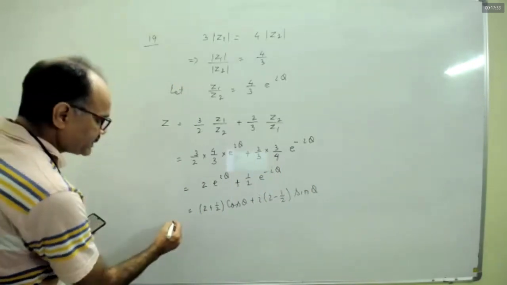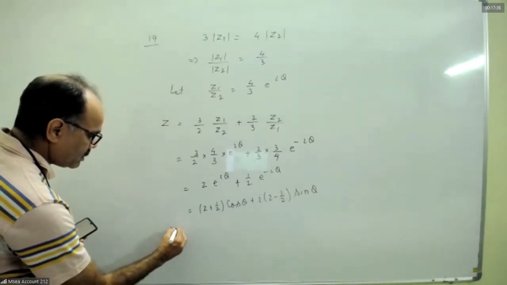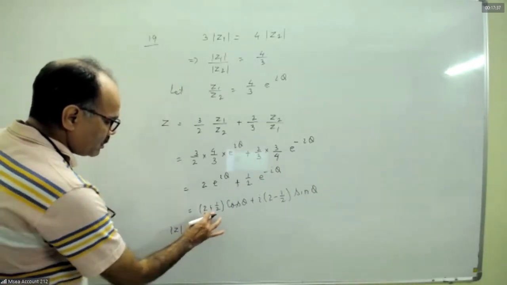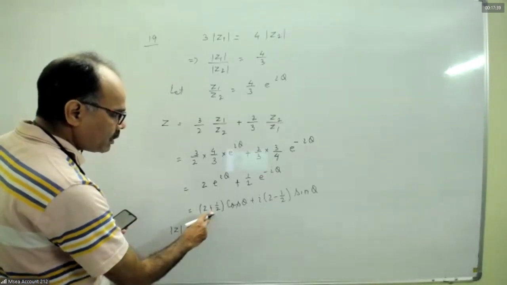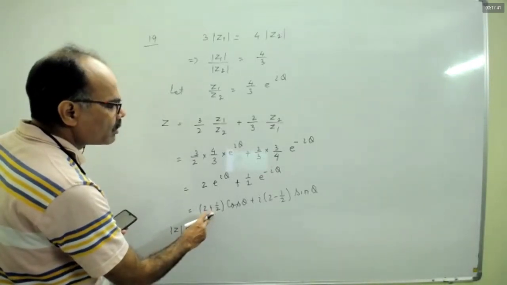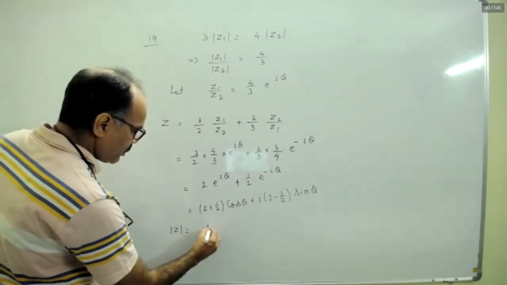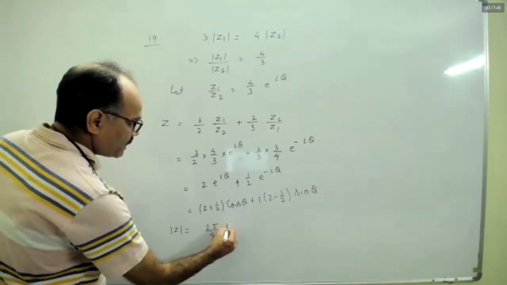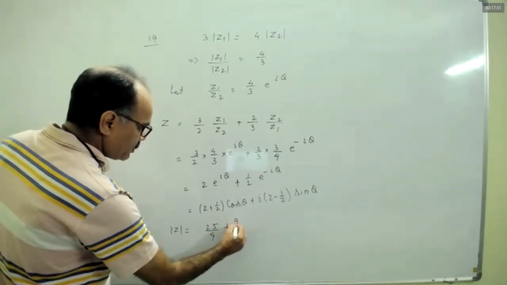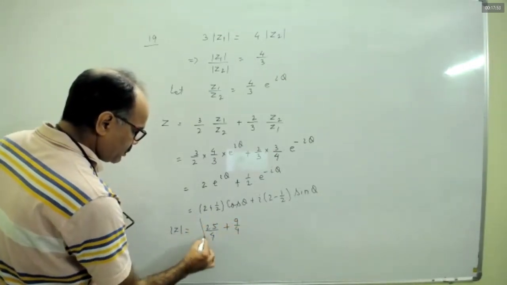Okay. What is mode of Z? 25/4 plus 9/4, root.